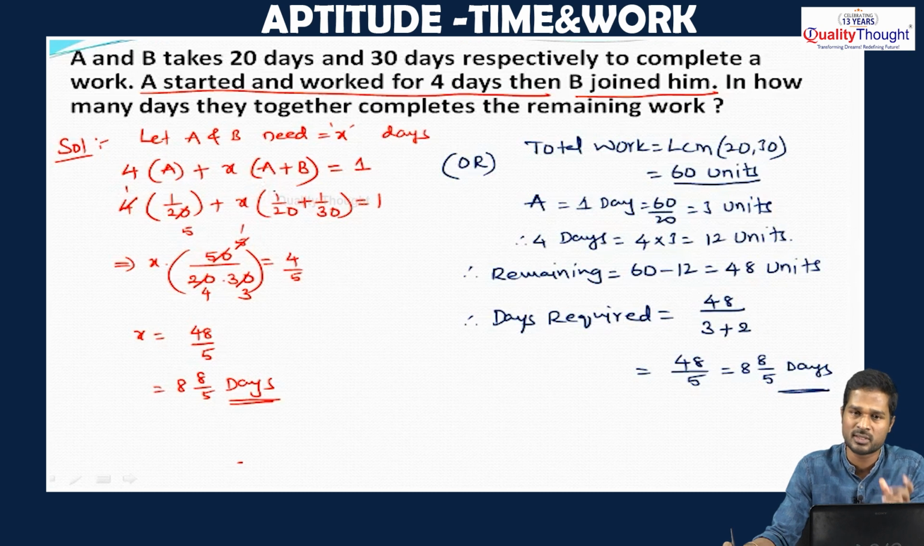So both will be doing the same work, which is equal to 1. So calculate the values by substituting 1 day work of A and B and get the values. So the total remaining work will be completed by both A and B in 8 by 5 days.